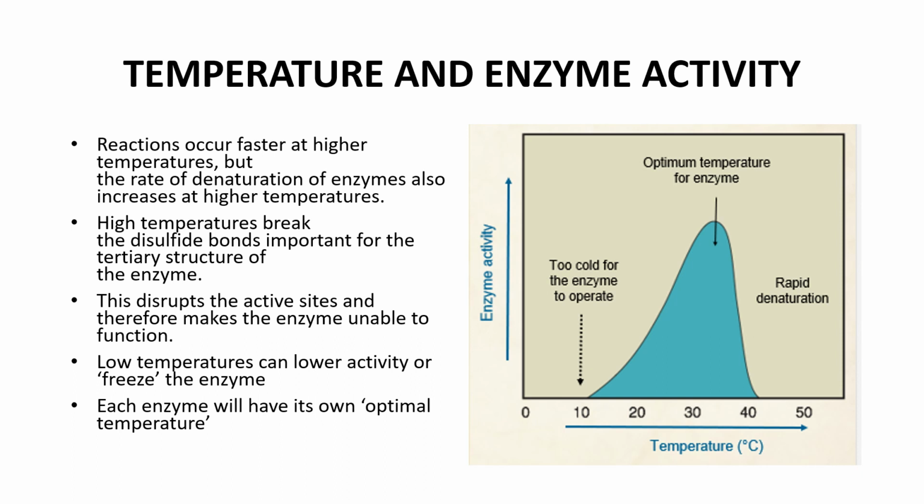The first thing we're going to look at is temperature, and we're going to do a practical on this as well. Temperature can really affect the activities of enzymes. Traditionally, reactions occur faster at higher temperatures. All enzymes have an optimal temperature, which is down here. They all have different optimal temperatures, based on what they need to do.